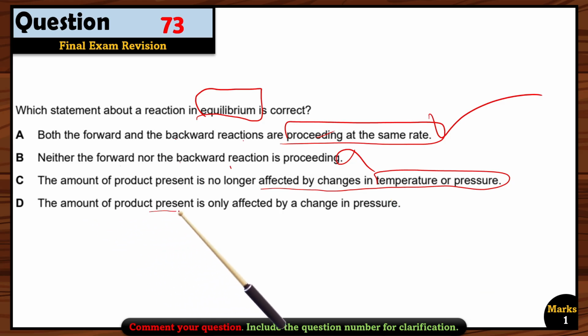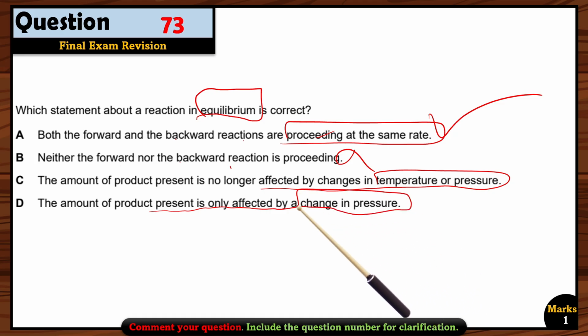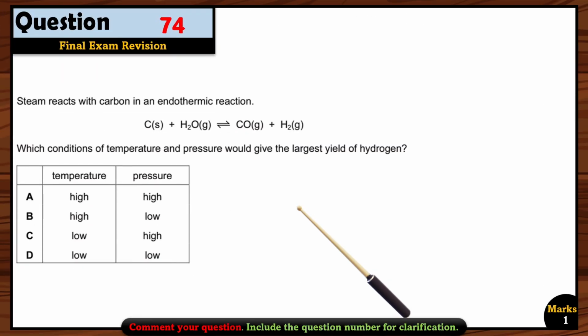The amount of the product present is only affected by change in pressure. Wrong. It's not only affected by change in pressure, it can also be affected by change in concentration or by the temperature. So option A is the right option. Let's see this question. Steam reacts with carbon in an endothermic reaction. Which conditions of temperature and pressure would give the largest yield of hydrogen?